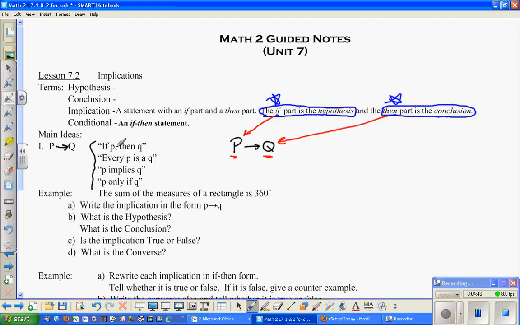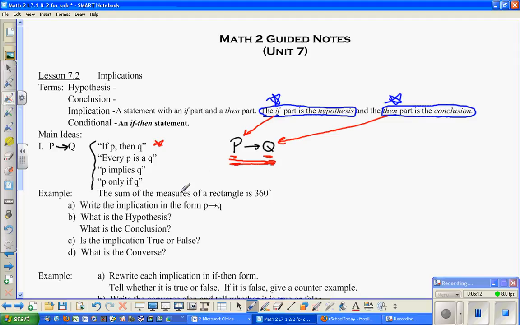So how does it look in a sentence? "If P, then Q" is the most obvious. "Every P is a Q." So if they say it, every P is a Q, it means this: P implies Q, and "P only if Q." So all different ways that you will see that in your homework.